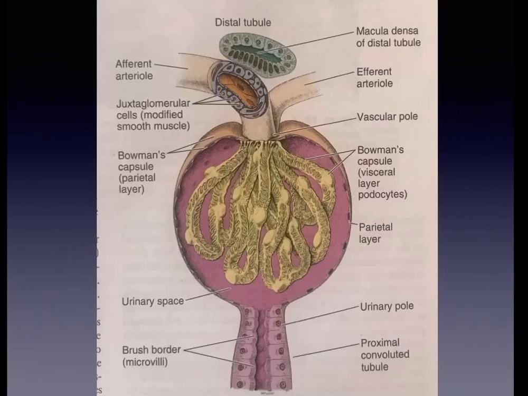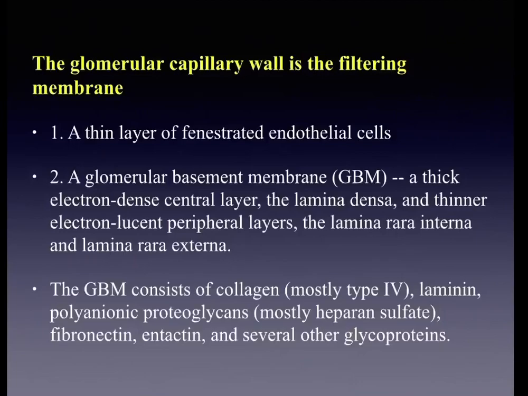So the glomerular capillary wall as such is the filtering membrane. What are the layers in this filtering membrane? It is made up of three layers. The first layer is the thin layer of the fenestrated endothelial cells of the capillaries. Next comes the glomerular basement membrane. When we look at the electron microscope, it has a thick electron dense central layer which is called the lamina densa, and it has thinner electron lucent peripheral layers, two peripheral layers. Structurally, glomerular basement membrane consists of collagen, laminin, and some proteoglycans.